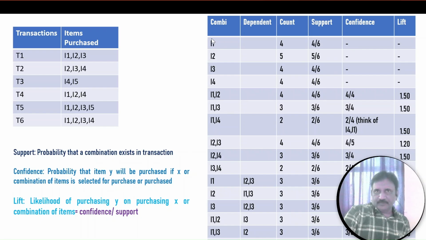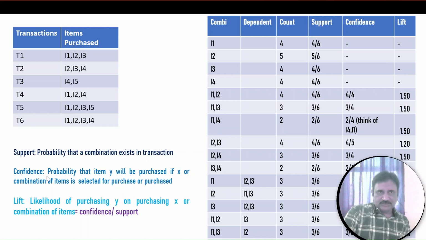When you are dealing with just one item, there is no question of confidence and lift. As you see here, lift is the likelihood of the purchase of Y on purchasing X or the combination of items. It is the ratio of confidence divided by support, right? Once you get confidence and you get support, you get lift as well, right?